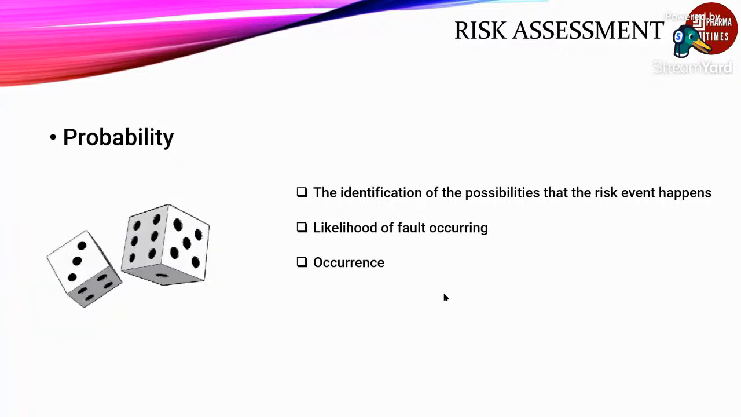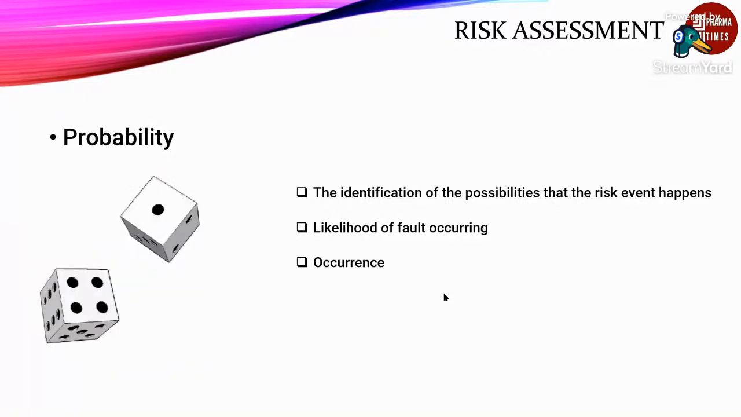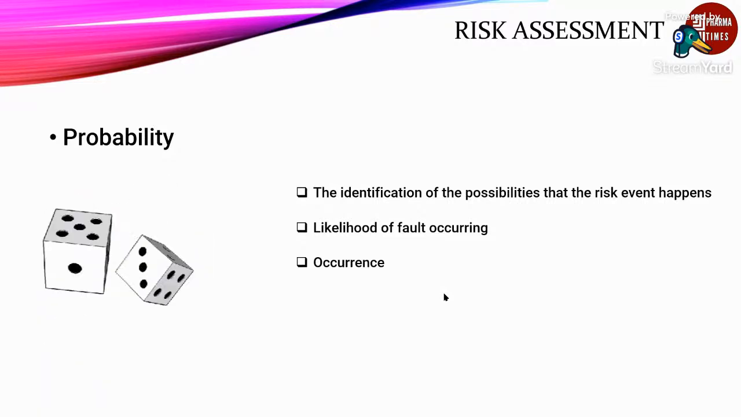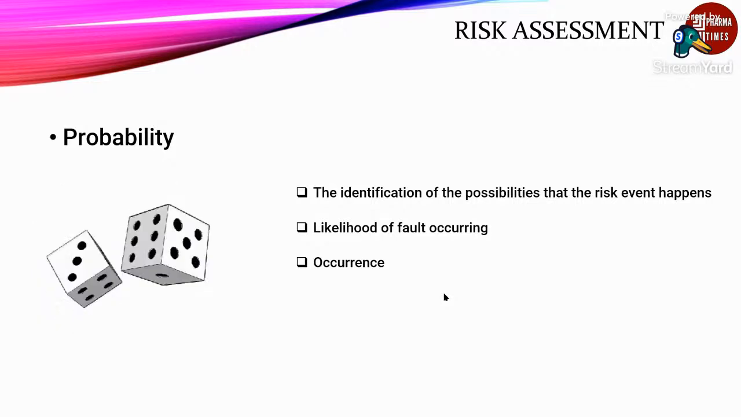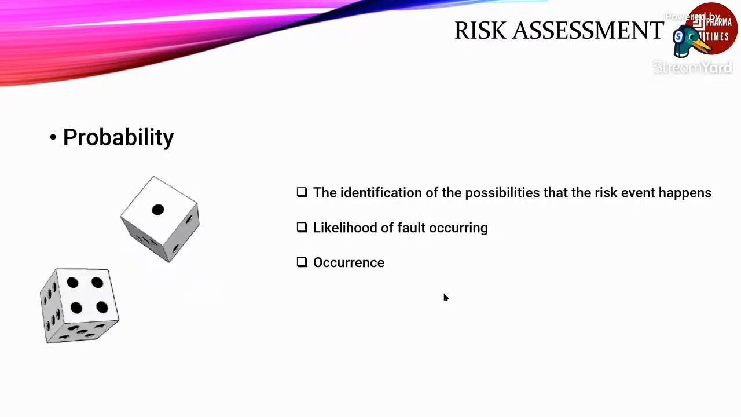So the identification of the possibilities that the risk event happens is an event or a possibility of occurrence, like when you get the number six. Likelihood of fault occurring means how many times it happens, and based on this probability we define and start the risk assessment. So probability is similar to occurrence: how many times or how many events will happen is called probability.